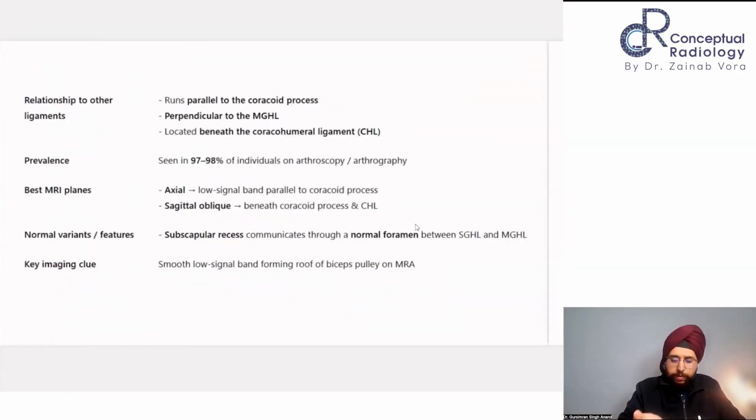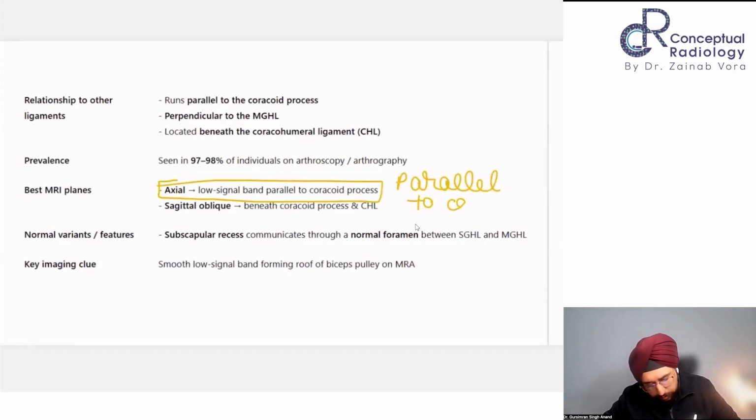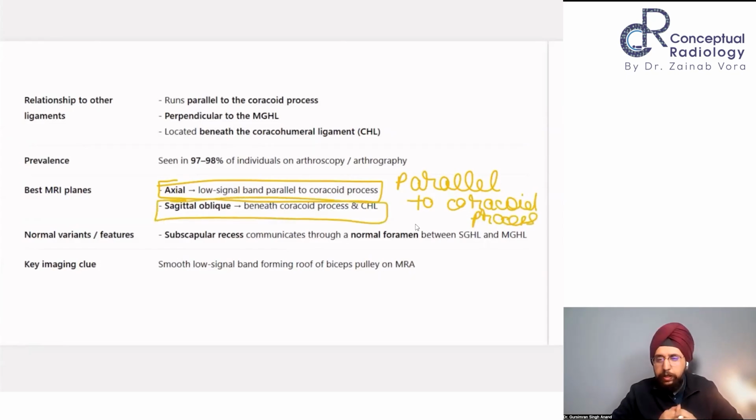Two things which you need to remember: one is, if you see it on axial images, you will see it parallel to the coracoid process. And if you look at the sagittal oblique images, on which most of the images of the SGHL are available online, it will be beneath the coracoid process and the coracohumeral ligament. Okay, so you can just remember these two points while tracing the SGHL. Axial images, parallel to the coracoid process, and on sagittal oblique images, beneath the coracoid process or your coracohumeral ligament.